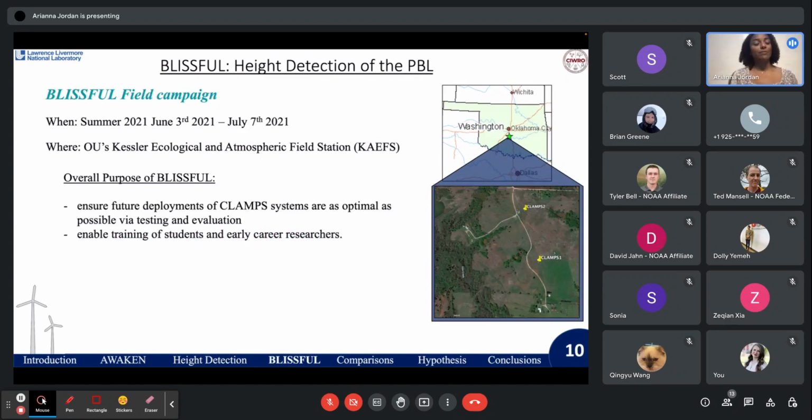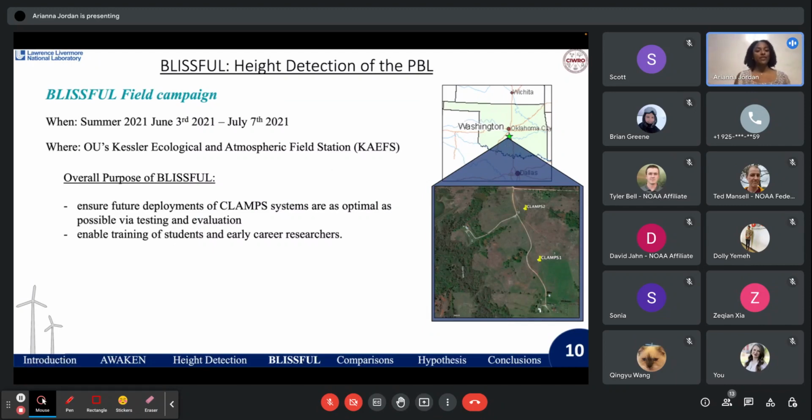And this campaign took place last year. Some of you were a part of it. But it lasted about a month in the summer of 2021. And it took place at OU's Kessler Ecological and Atmospheric Field Station, so a little down south from where we are in Norman. And so we're taking wind farms out of the equation for right now.